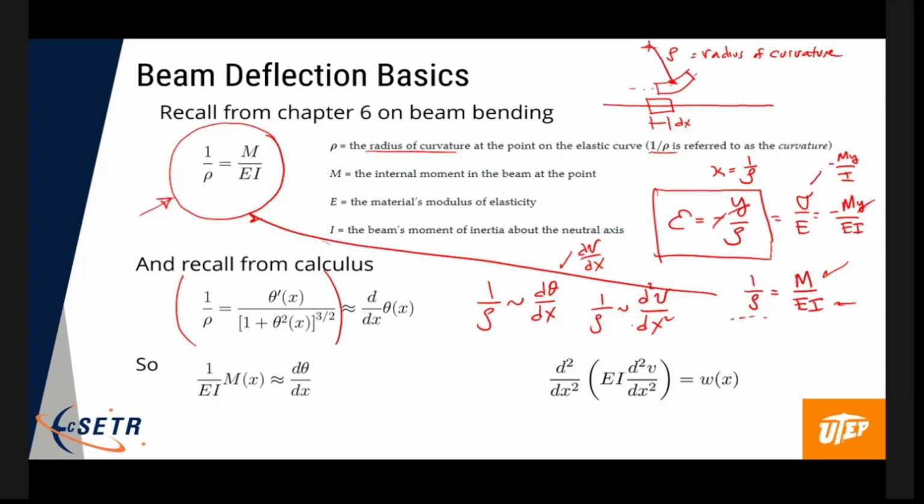All right, so you can take that information and put it into here, and now we get that the moment over EI equals, and I'm going to drop the approximation, because these beam deflections are all really small, the second derivative of v with respect to x. Or, this is the first derivative of theta with respect to x. Okay, so we get that relationship.